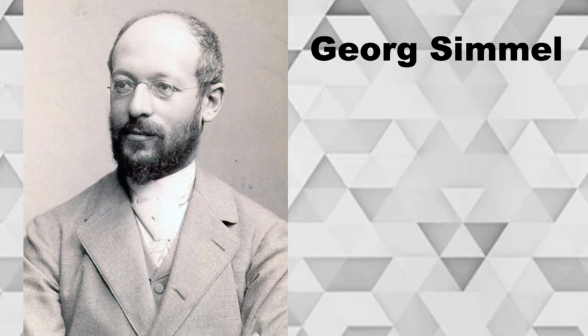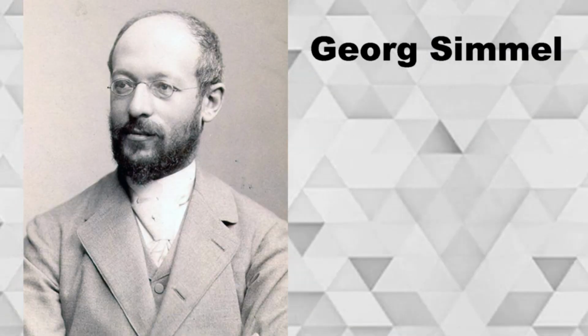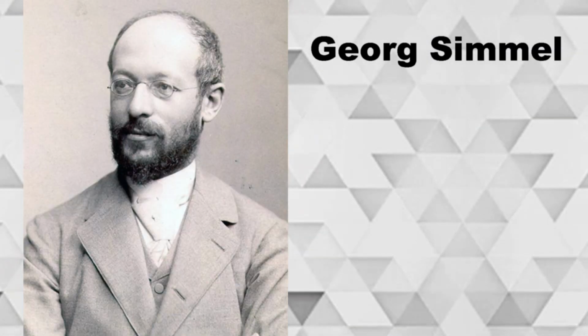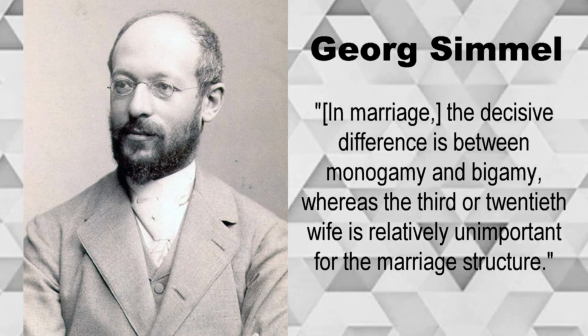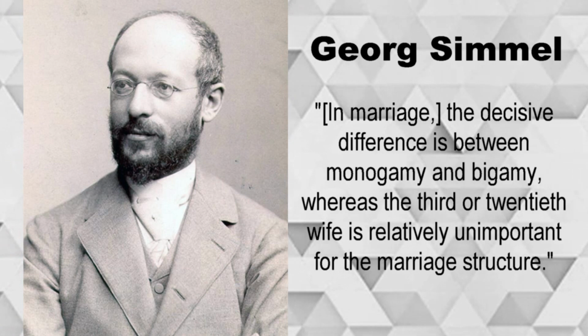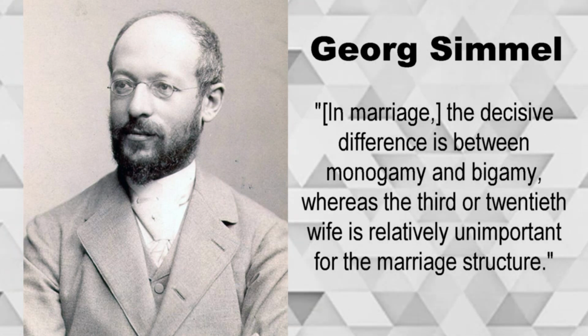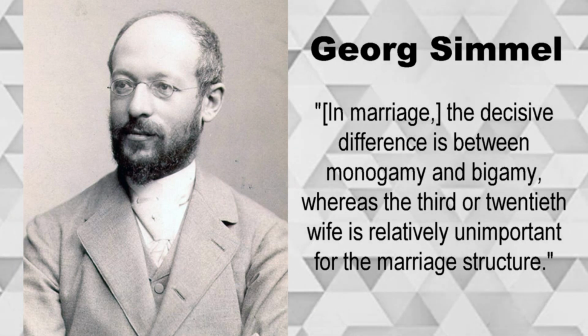What about a lower limit? Well, also from 1950, German sociologist Georg Simmel says that in marriage, the decisive difference is between monogamy and bigamy, whereas the third or 20th wife is relatively unimportant for the marriage structure. So we've got this idea that a group seems to be somewhere between 3 and 30 would be a practical group. These are from 1950.